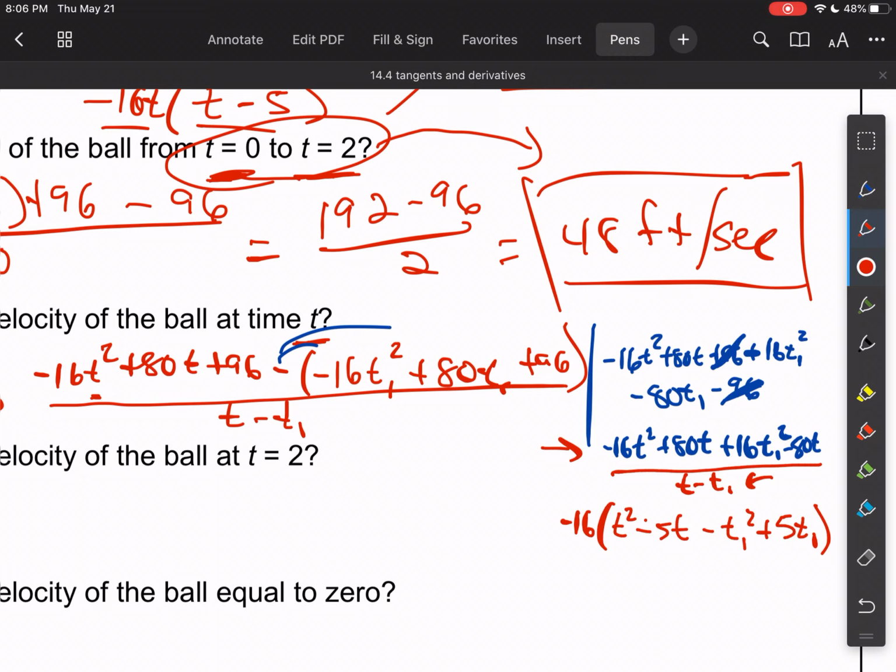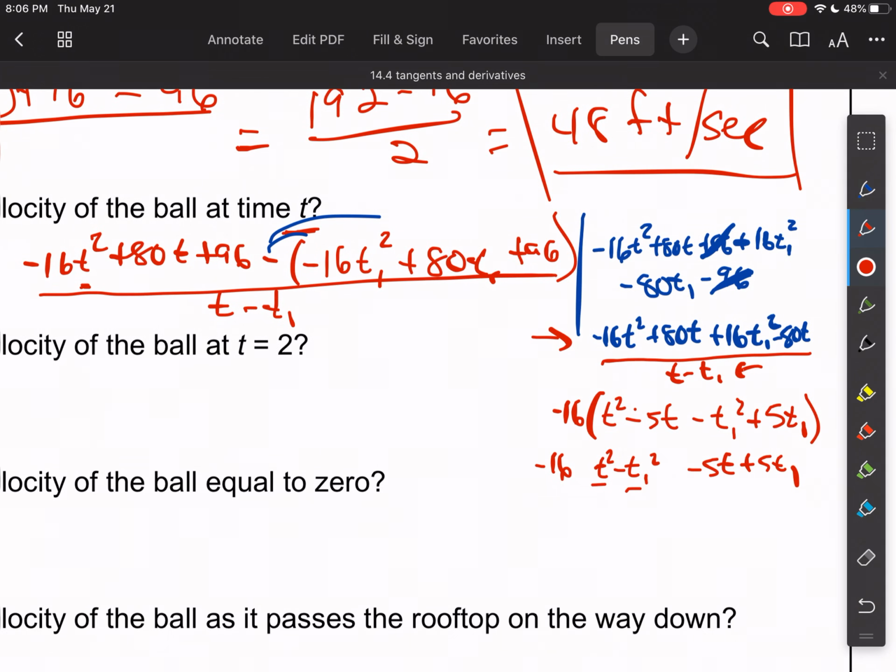If I rearrange this a little bit, I can actually write this as t squared minus t1 squared, right? And then I can keep that negative 5t plus 5t1, right? So I just rearranged it a little bit. Don't forget the negative 16 still out here. So here I have a difference of squares. This is going to be the same thing as t minus t1 and t plus t1, right? And then here I can take out a negative 5, and I'm left with t minus t1. All right, so I simplified each of those. Don't forget the negative 16 still out here.